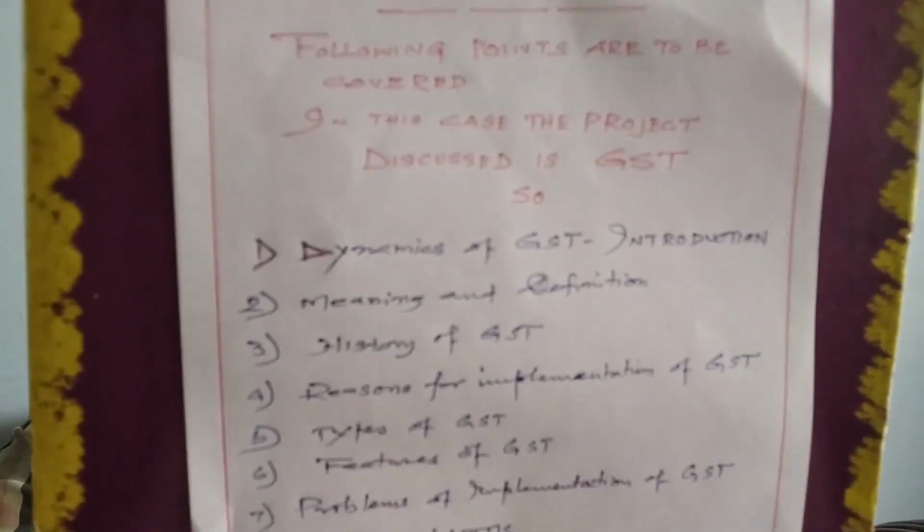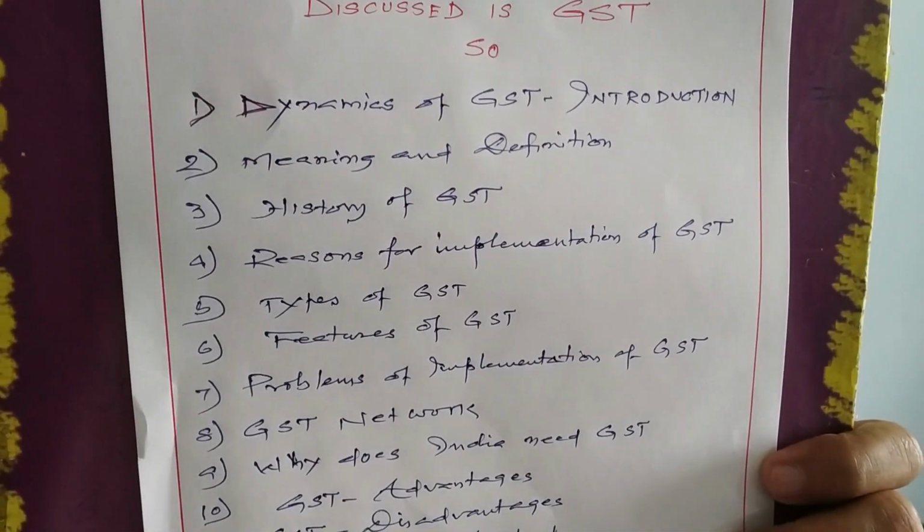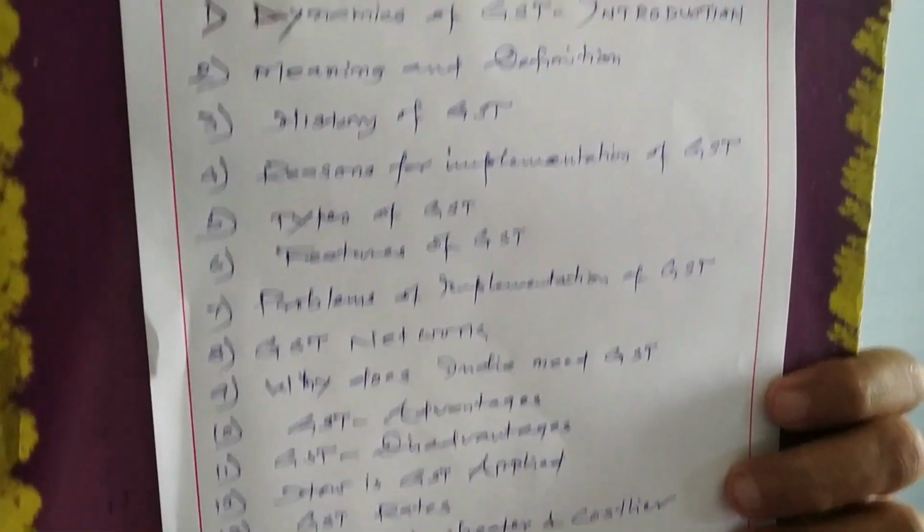Now page number 6 onwards. See, page number 6 onwards, you need to follow certain instructions. What are they? Following points are to be covered. In page number 6 onwards, following points are to be covered. What are they? In my case, I have prepared a project on GST.